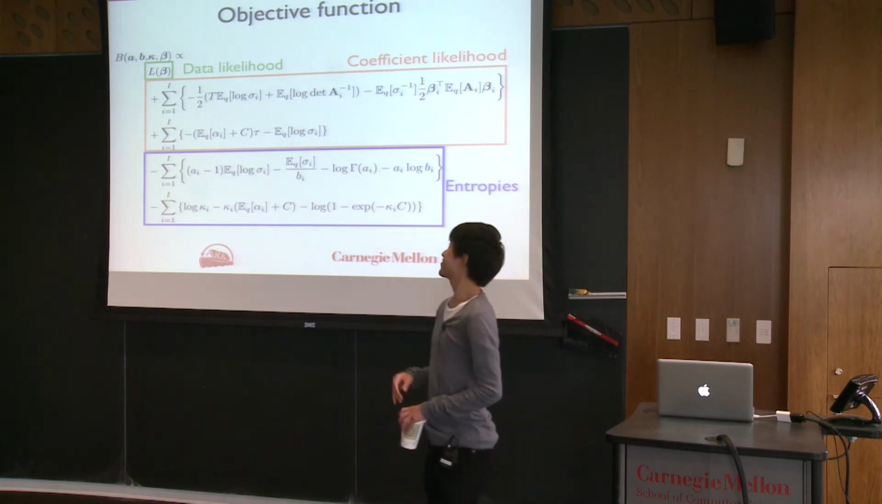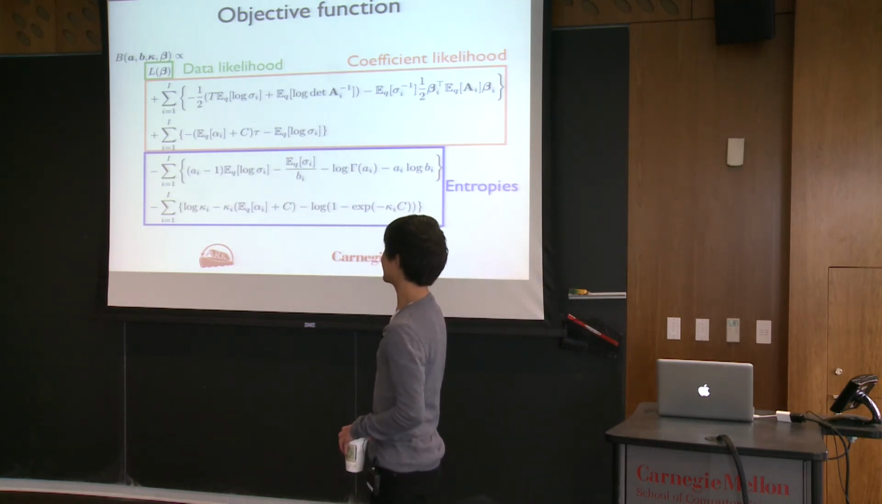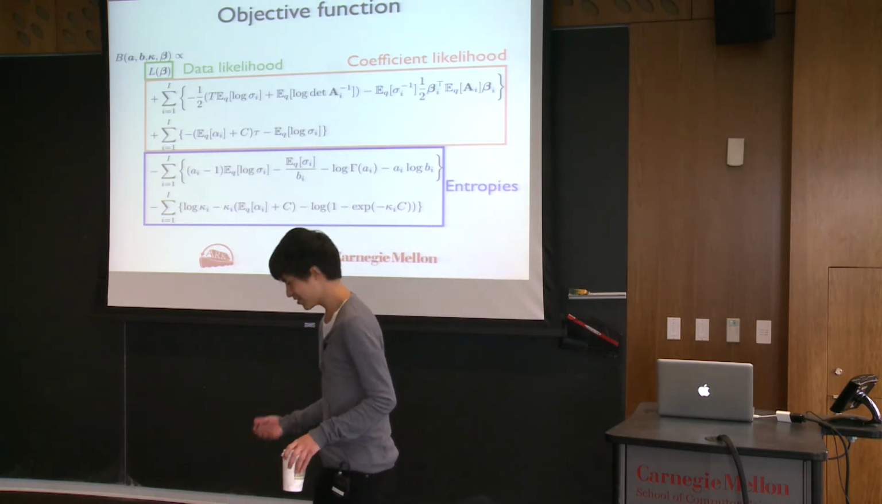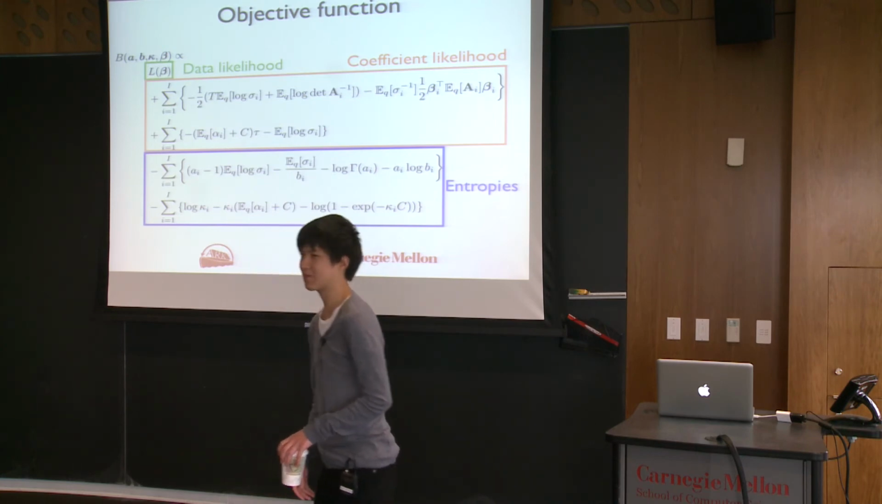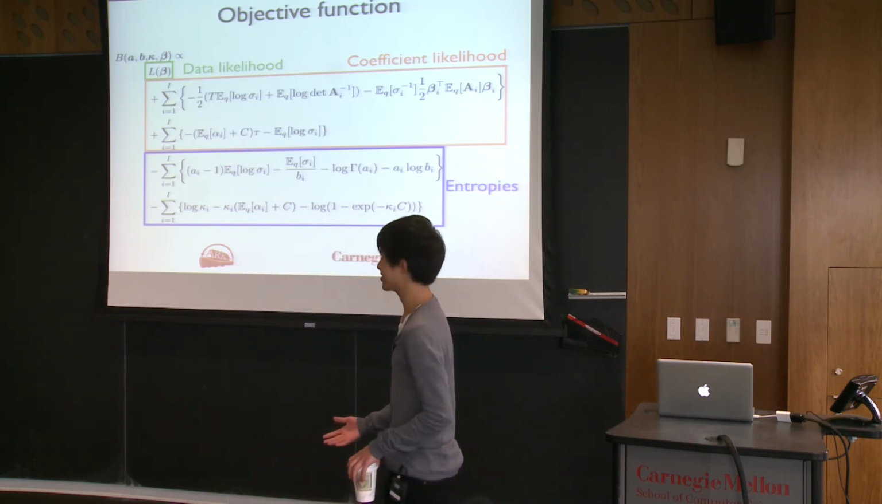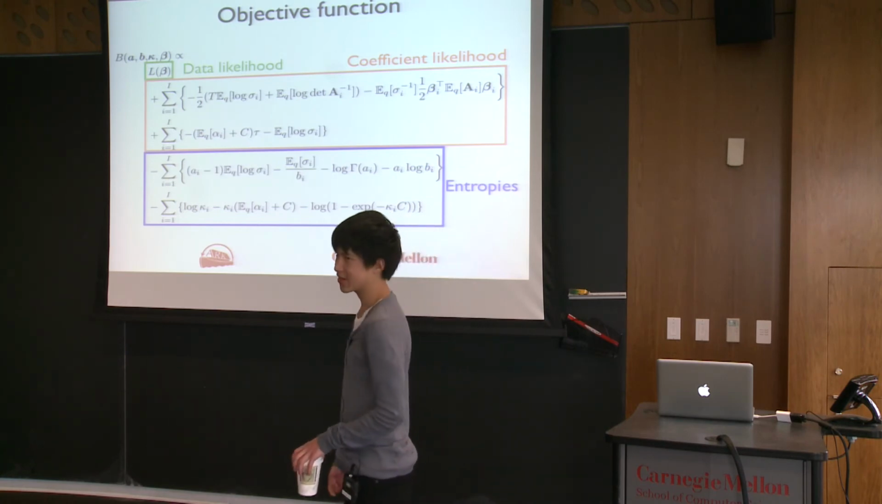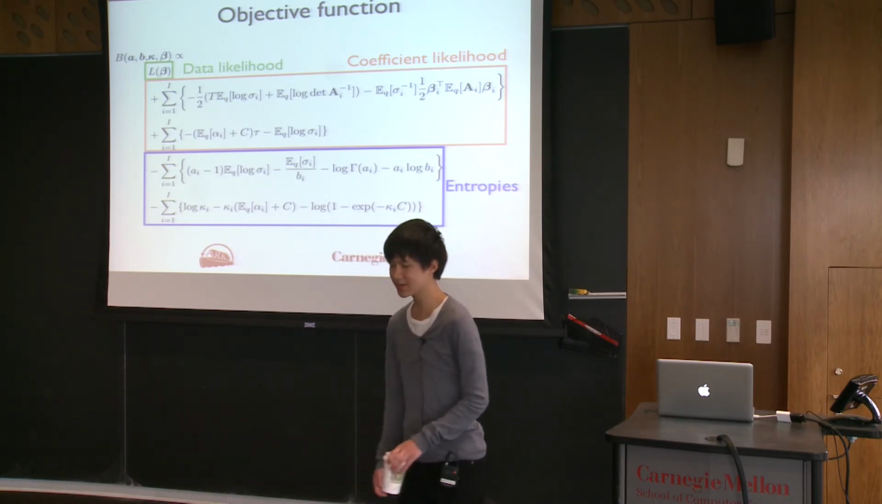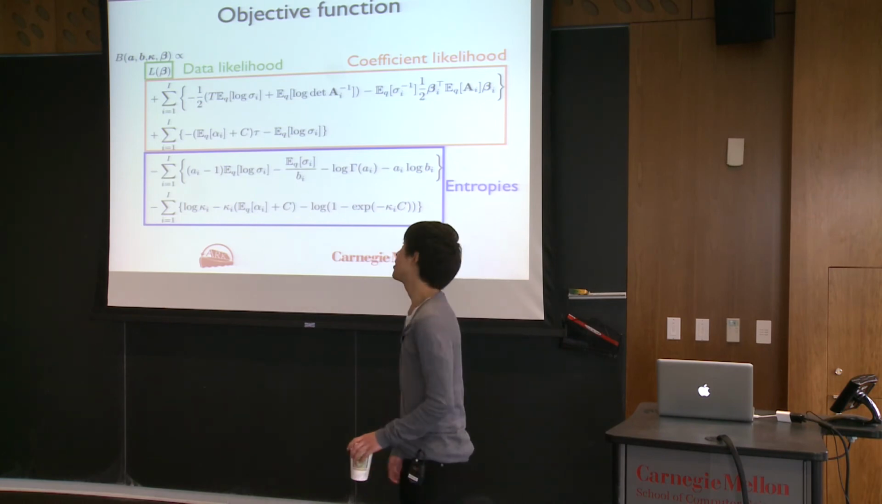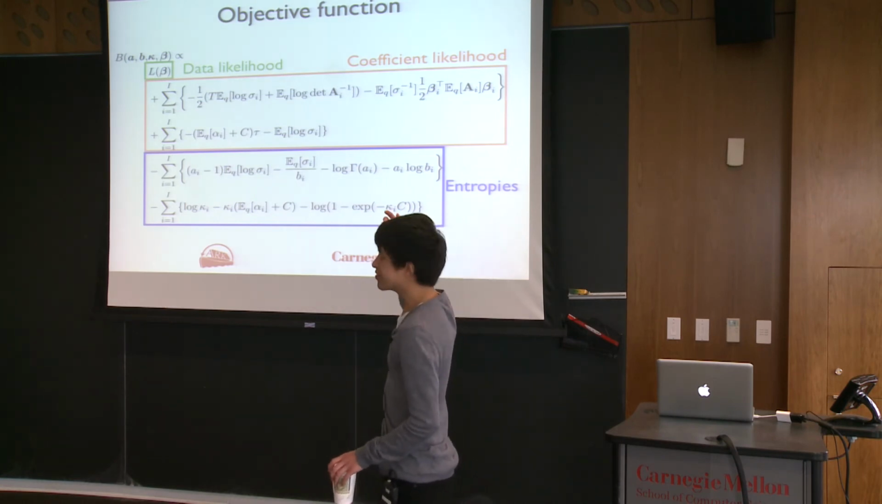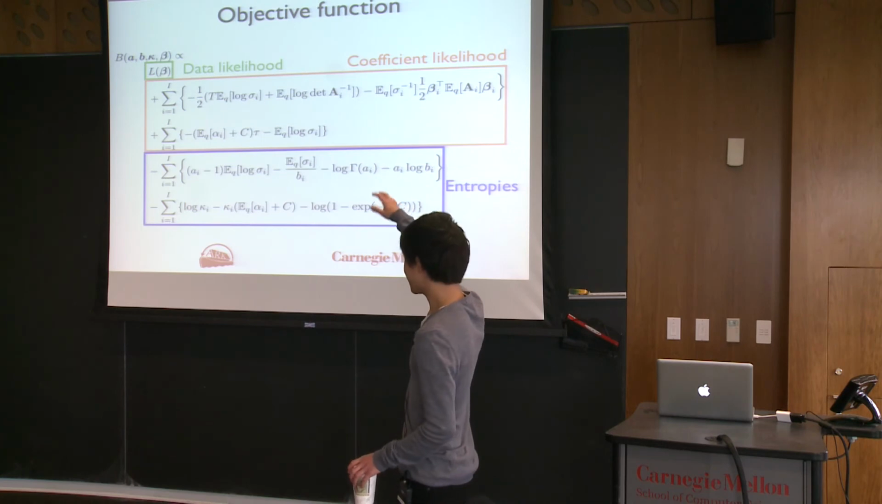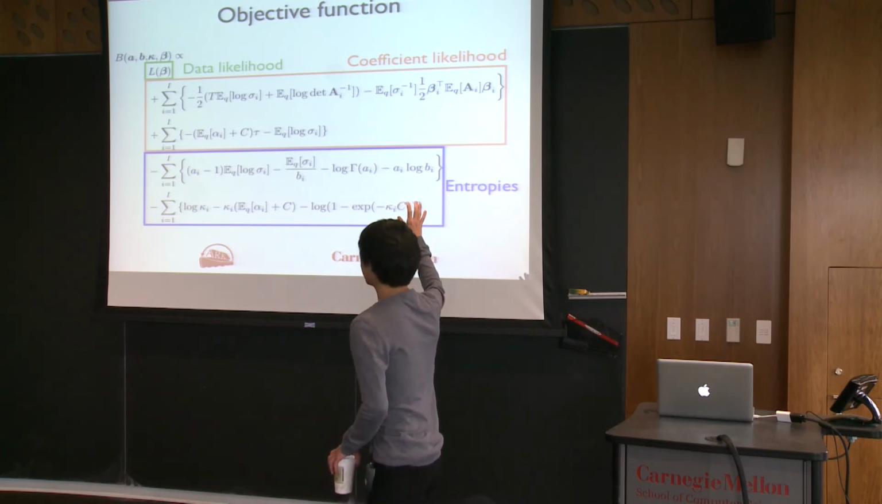OK, so this is the objective function that we're trying to maximize. This is actually the variational lower bound that we're trying to maximize. OK, so this is not the objective function. This is the variational bound that we're trying to maximize because we're using variational inference. It looks messy, but it basically consists of 3 components.